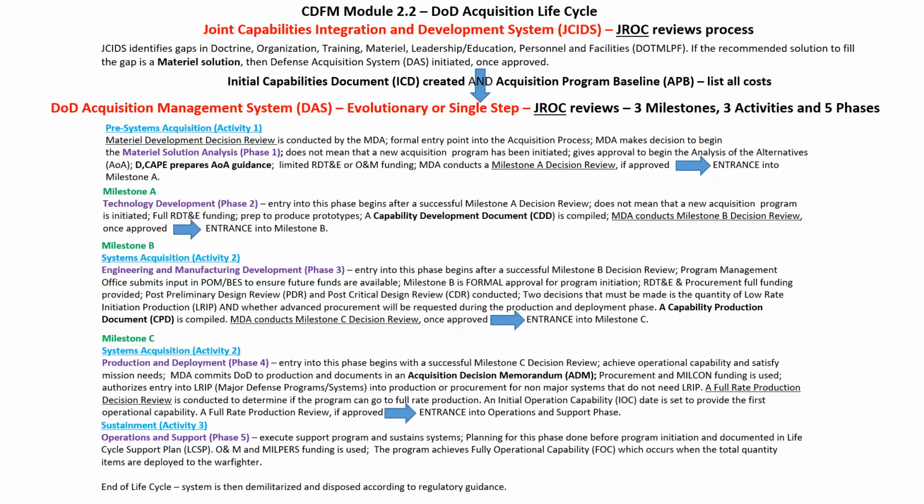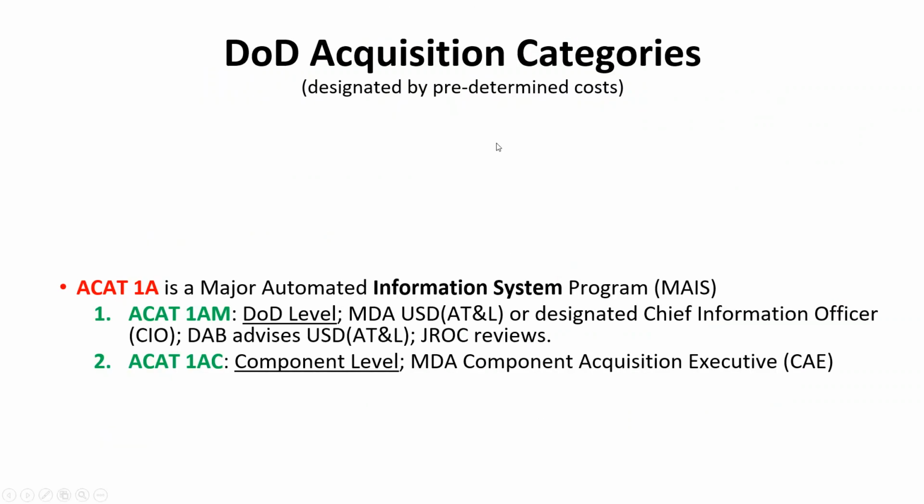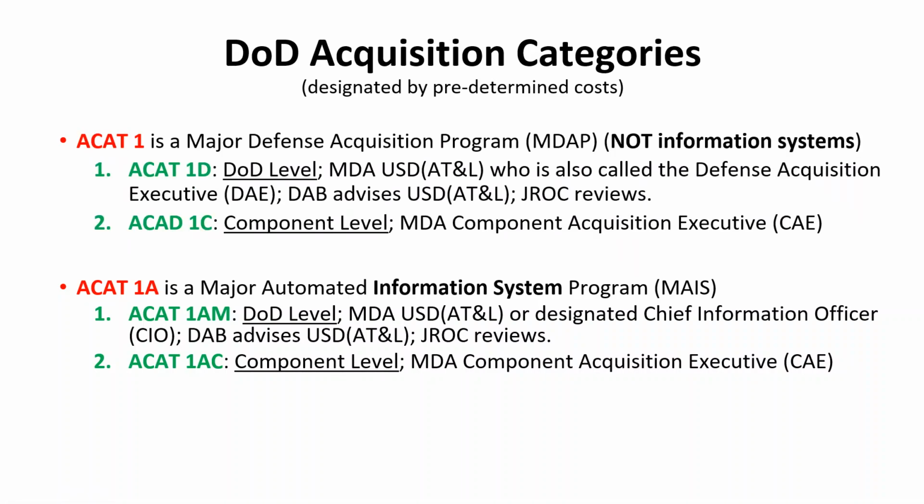A couple of categories you must understand on the next slide are the acquisition categories, designated by predetermined cost. So depending on the cost, there's a predetermined determination made on the types of categories. Let me go ahead and put them both up. Acquisition category 1, level 1 means it's a major defense program. So either we're developing a general program or an automation program. Those are the two major categories here.